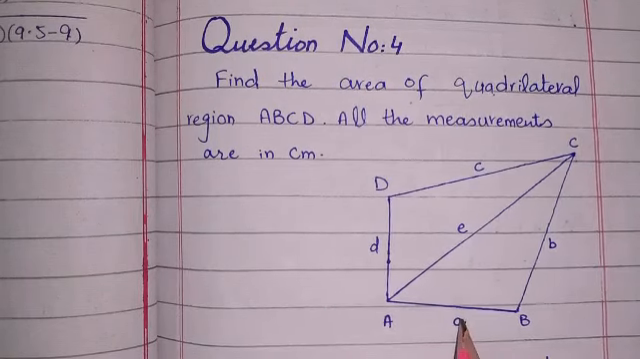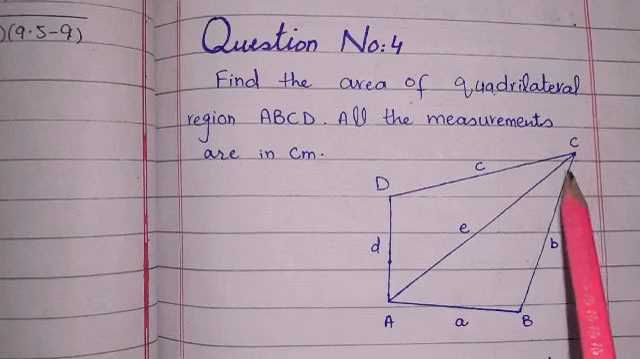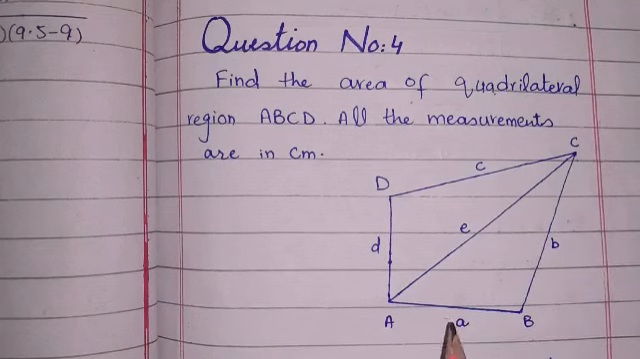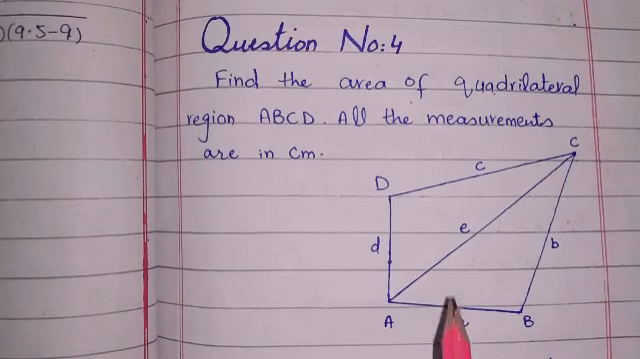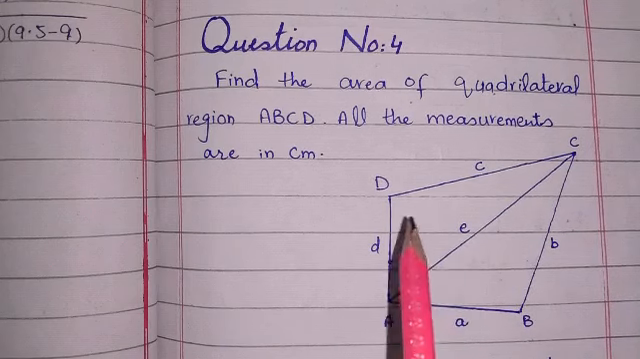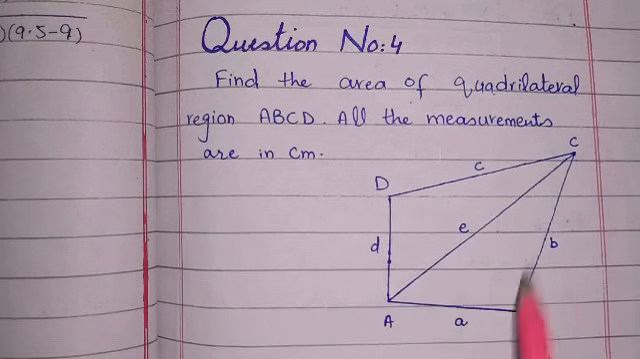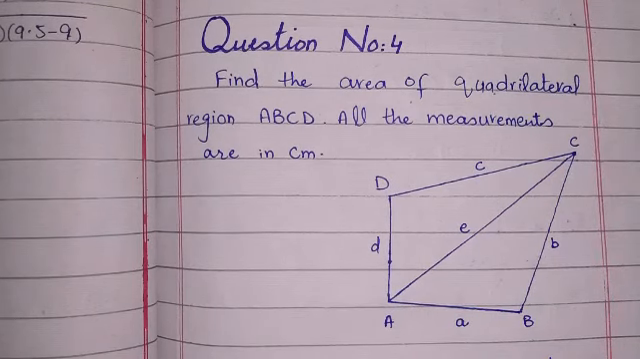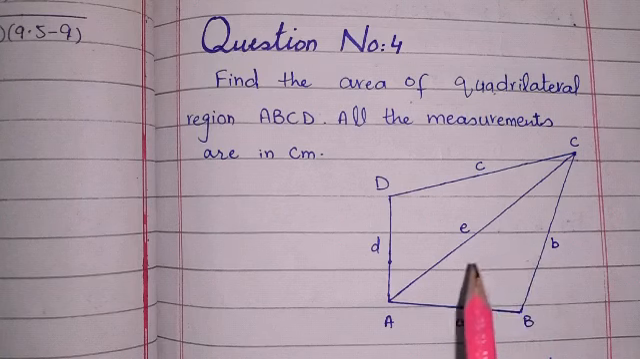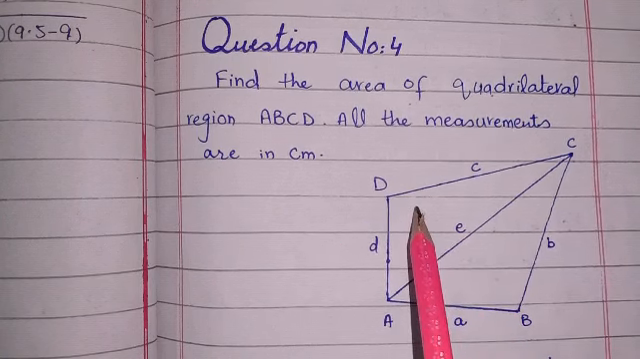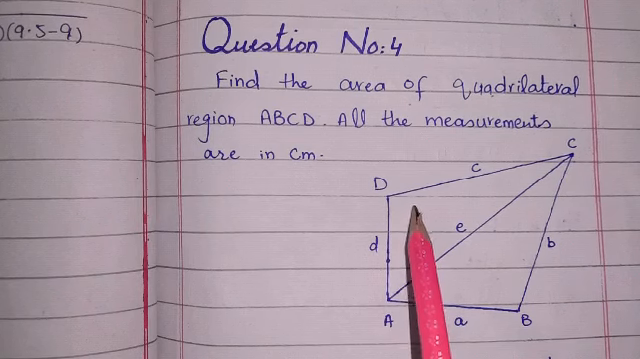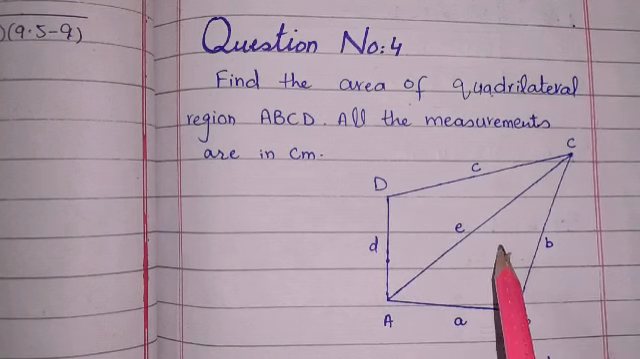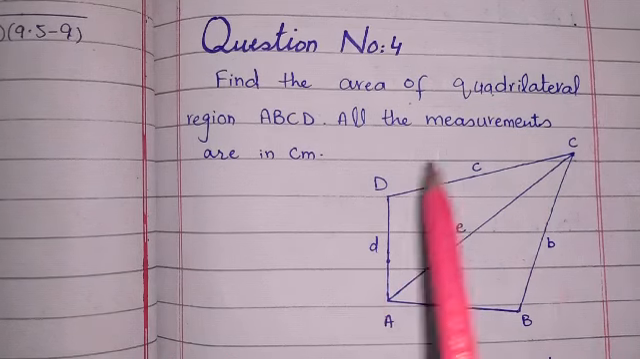Students, here is a quadrilateral given to us, ABCD. We have to find out the area of this quadrilateral. As you can see, this quadrilateral is made up of two triangles. First is ABC and the other is ACD. If we find the areas of both triangles turn by turn and add them, we can find the area of quadrilateral ABCD.